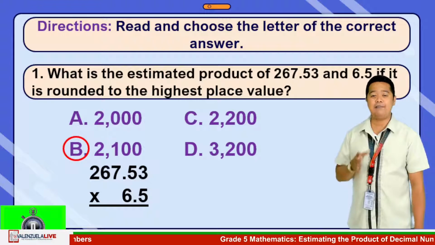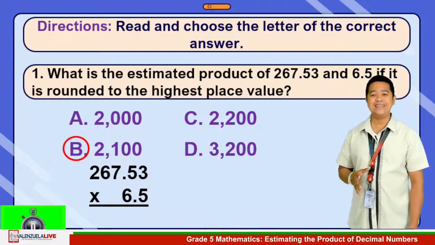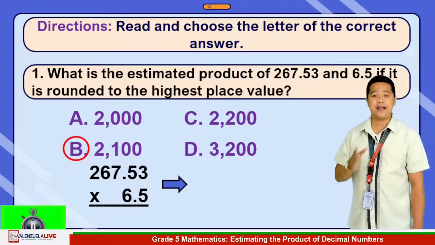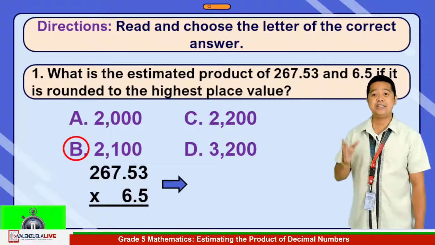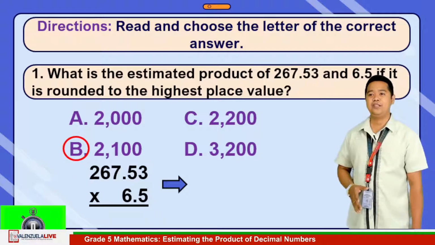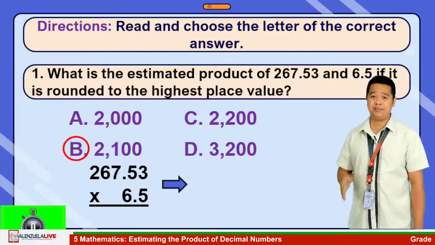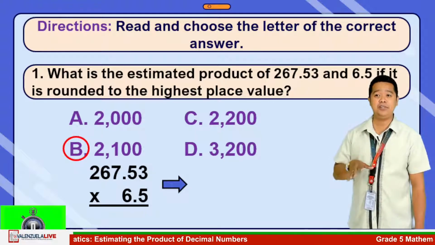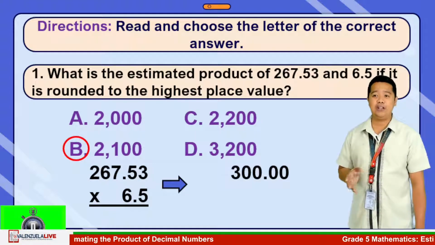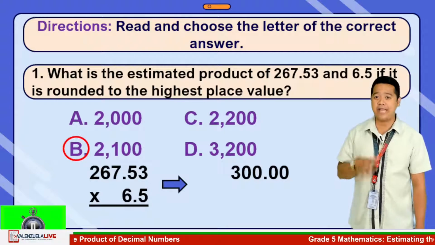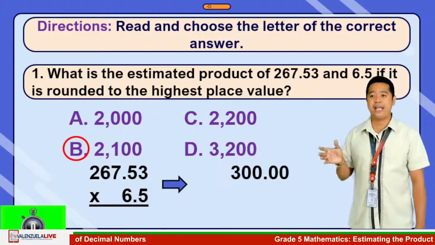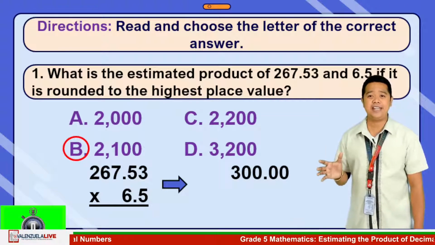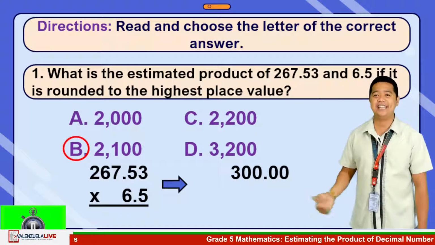First, write the factors in column and then get the rounded factors to the highest place value. So 267 and 53 hundredths. The number to be rounded off is 2, followed by 6. So we need to round up. That's why 267 and 53 hundredths will become 300.